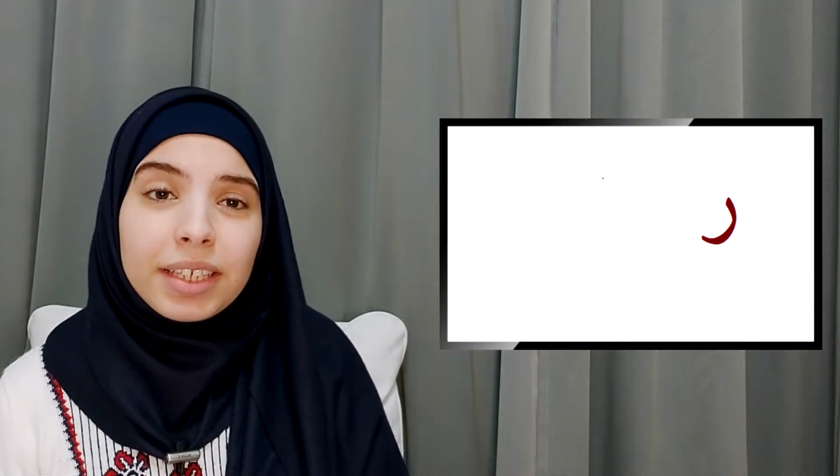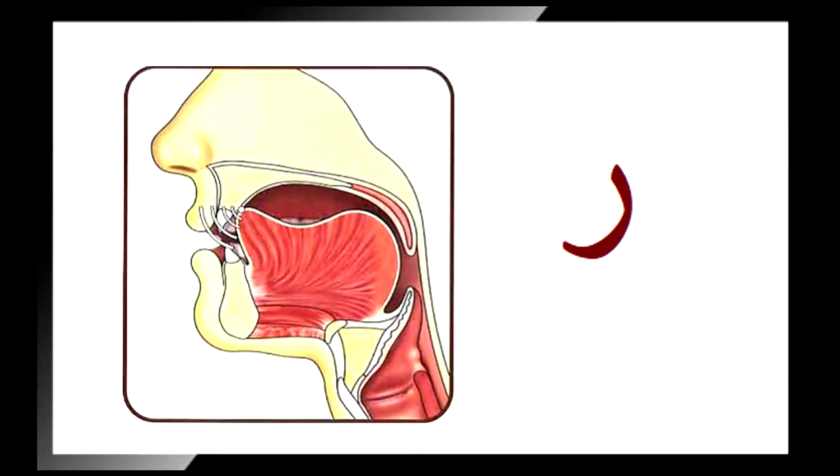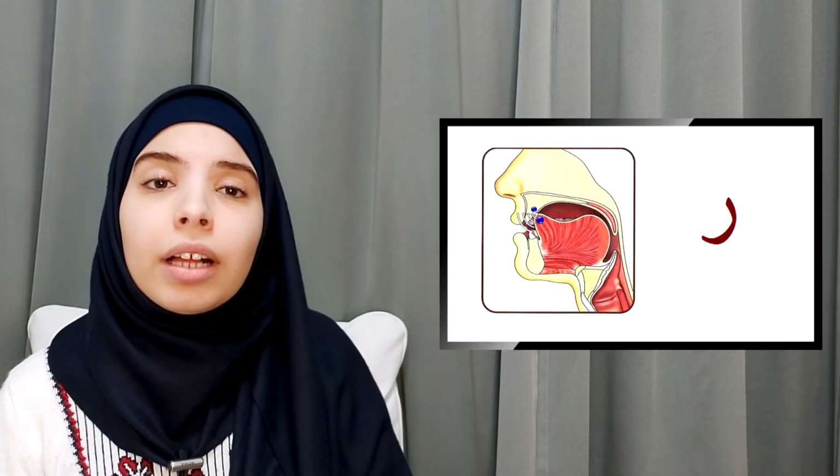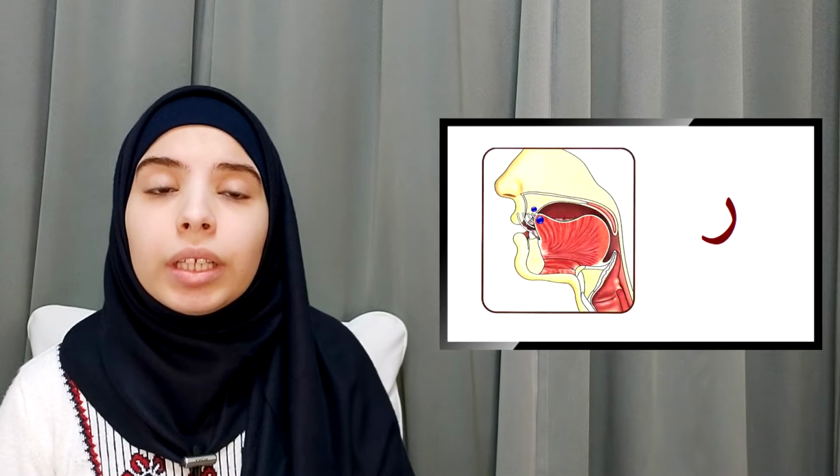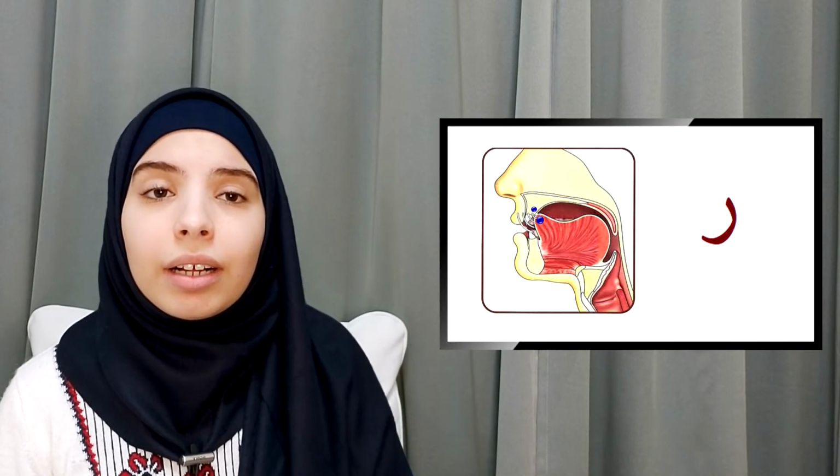Now ra. Ra is not so easy to pronounce. It needs practice. Well, to pronounce ra, you should use the tip of your tongue and this part of the gum. These two, the gum and the tongue, should hit each other, not only getting close to each other, but hitting each other. Ra, ra, ar, ra, ru, ri, ra.